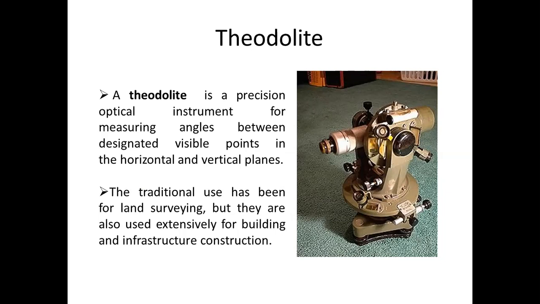So what is theodolite? Theodolite is a precision optical instrument for measuring angle between designated visible points in the horizontal and vertical planes. The traditional use has been for land survey, but they are also used extensively for building and infrastructure construction. A theodolite is an important instrument used mainly for the accurate measurement of horizontal as well as vertical angle up to 10 to 20 seconds, depending upon the least count of the instrument. It is an extremely useful instrument to a surveyor.